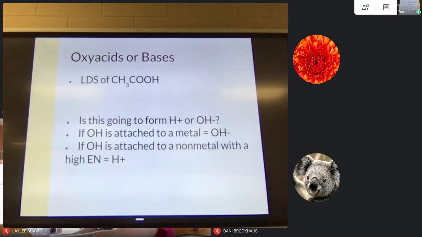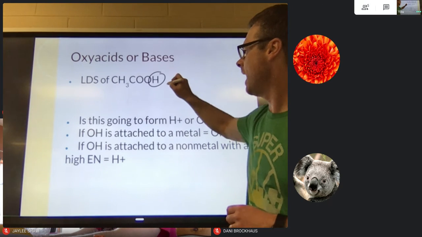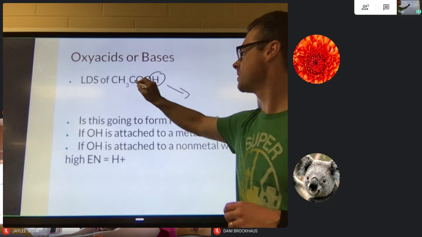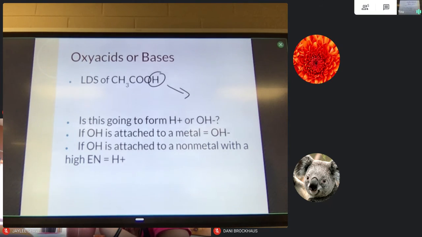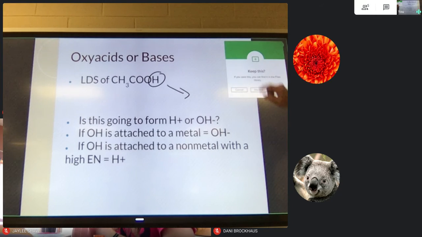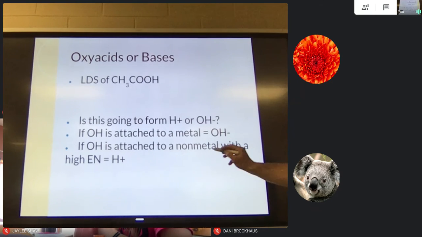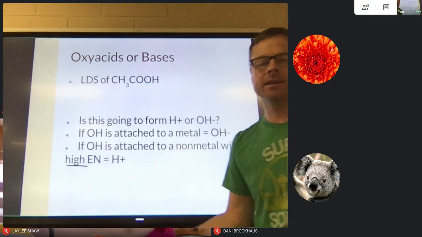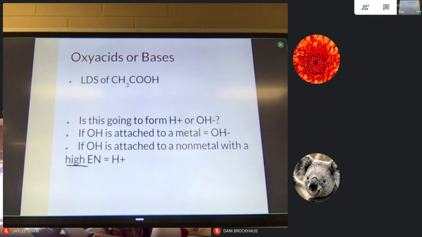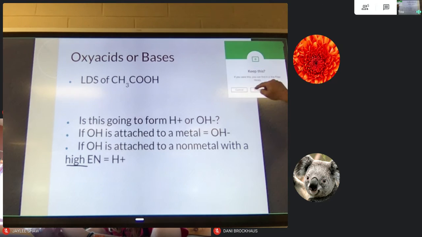So the reason why this thing ionizes as an acid is because this OH is attached to a carbon that's attached to an oxygen. That's one of the things that if you ever take biochemistry, you're going to have to sort through and deal with. So is it an oxyacid or is it a base? That's the general rule. And by the way, this doesn't have to have a super high electronegativity. It has to be at least like carbon. So somewhere in the 2s, right?